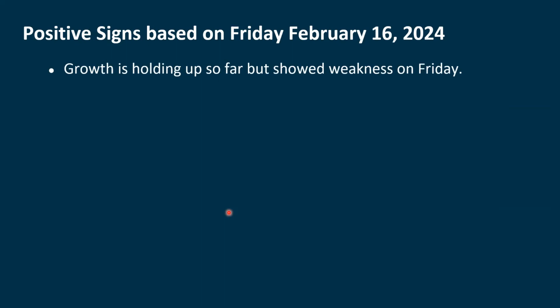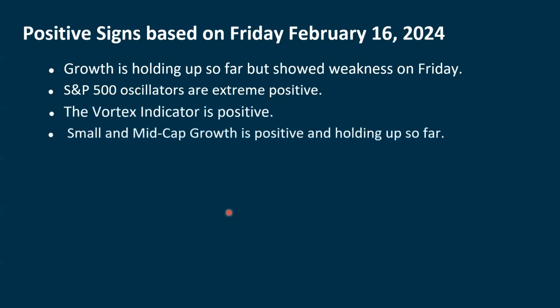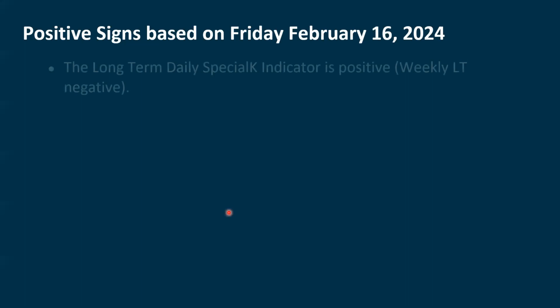And then the positive signs are growth is holding up so far for right now, not only for the S&P, but we're seeing a real improvement with the small caps and the mid caps. And another thing is that we're extreme positive with the S&P 500 oscillators. Now, they are showing some negative divergences and they are dropping below their moving averages, but they're still giving us very positive readings. The vortex is positive, small and mid cap growth is positive and continues to hold up for right now. And the financial sector is positive.